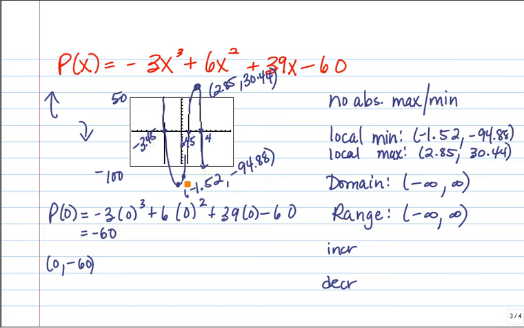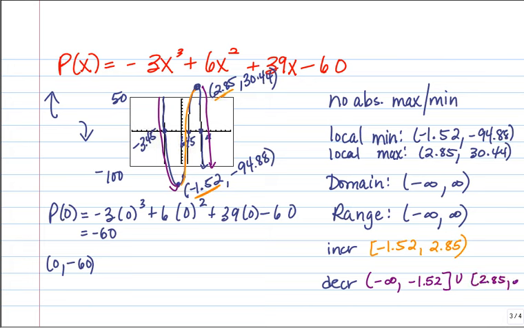Where's it increasing? It's increasing where the graph is rising, so from there to there. So we need to know what are the values of x for that piece. And it is from negative 1.52 to 2.85. Now where's the graph decreasing? It's decreasing from here to here, right? And also from here on forever. So that's from negative infinity to negative 1.52, and then to the right of 2.85, which is 2.85 to infinity.